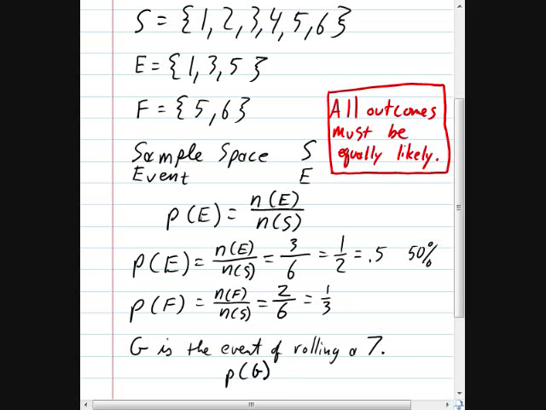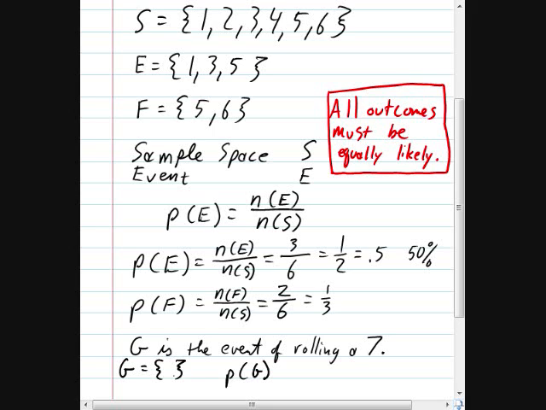Let's look at another example using the same experiment. Let's let G be the event of rolling a 7. Then what's the probability that G will occur? Well, first of all, we need to represent G as a set. G would be the set containing no elements, or the empty set. Because remember that an event is always a subset of the sample space. So if we were creating the event G, it would contain all outcomes from the sample space that represent rolling a 7.